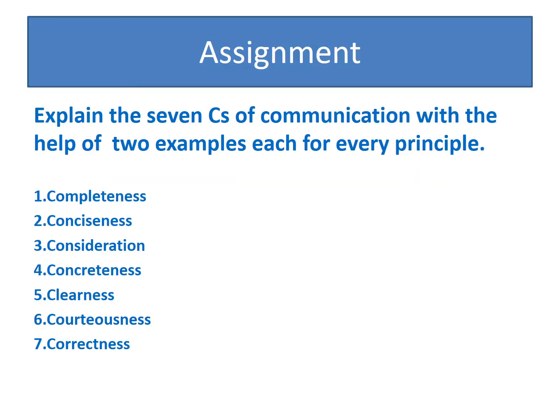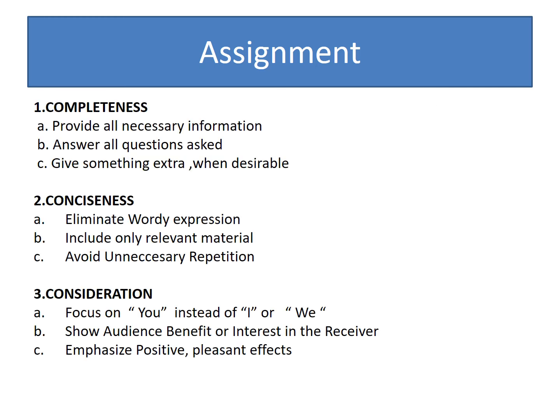Now I want to give you an assignment on the 7 C's of communication, and I want you to give 2 examples for every principle. The 7 C's of communication are: completeness, conciseness, consideration, concreteness, clearness, courteousness, and correctness.